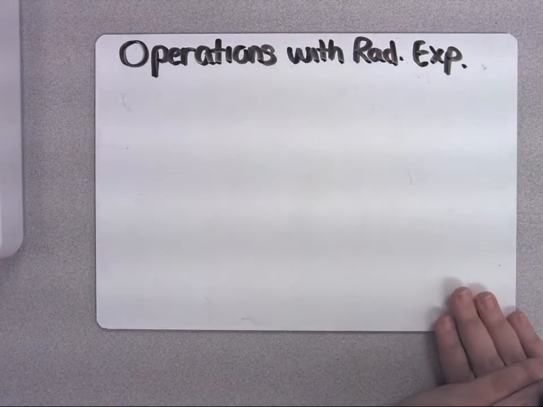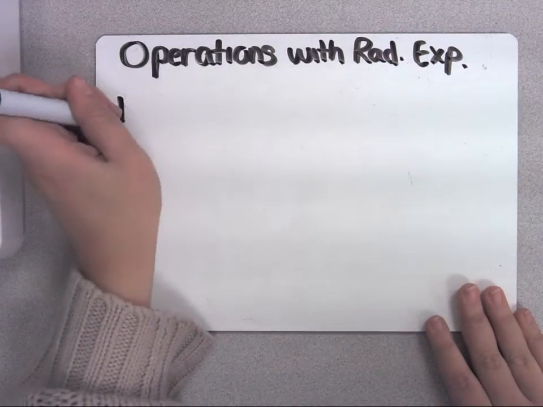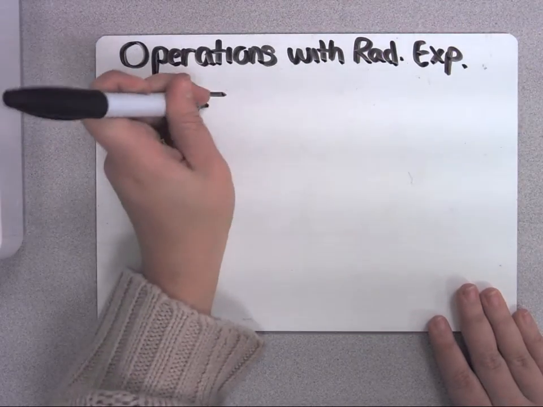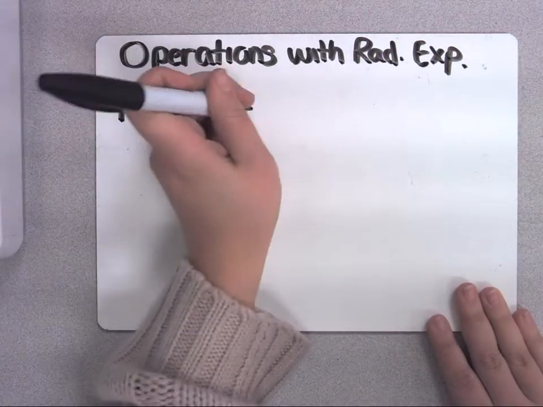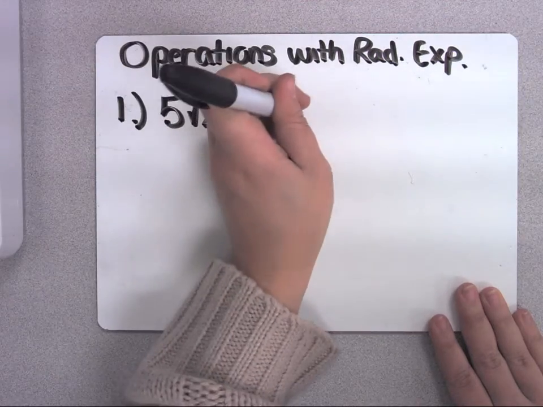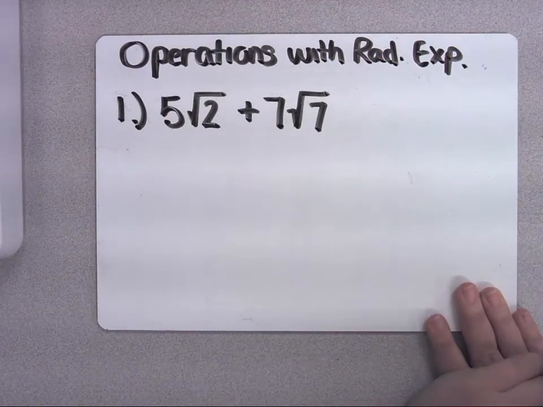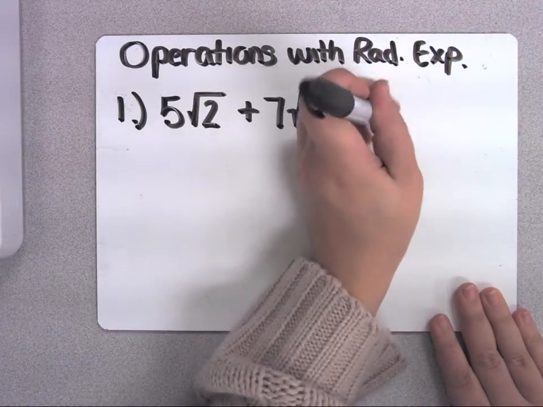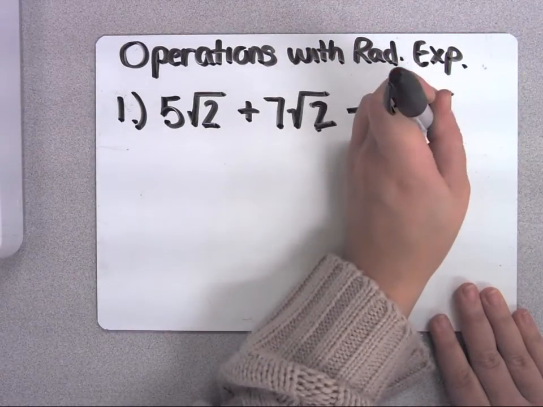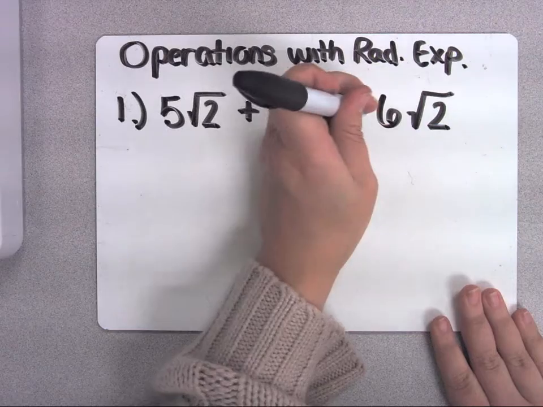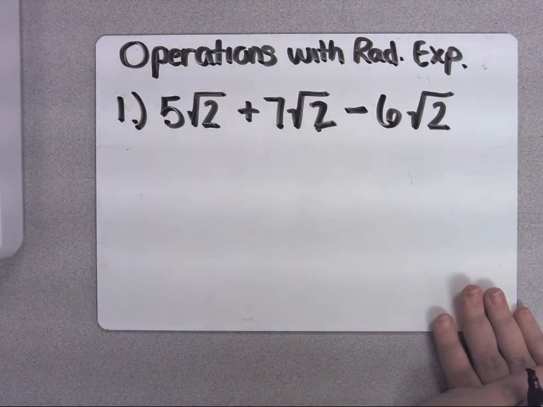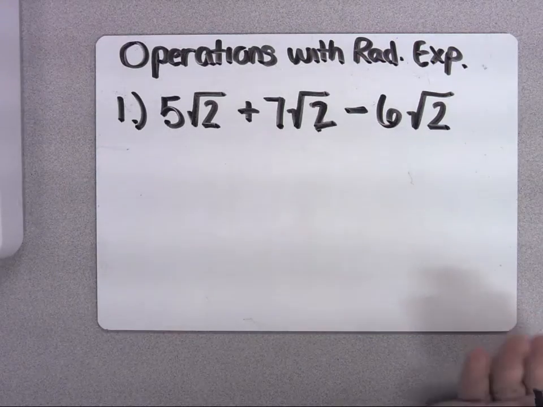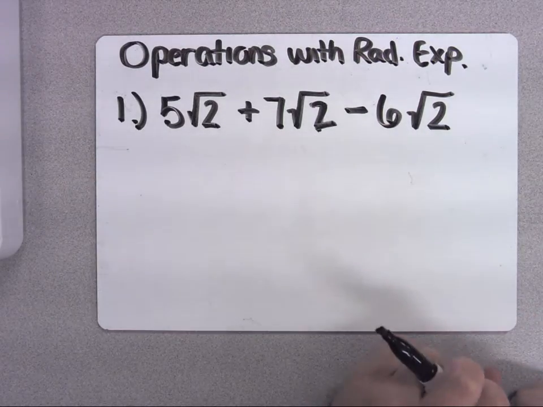We're going to start with the easy stuff. So, 1. 5 square root 2 plus 7 square root 2. I wrote a 7 because I'm an idiot. Minus 6 square root 2. What do you notice about all 3 of these numbers? They all have the same radical.